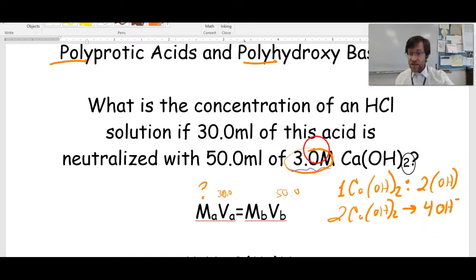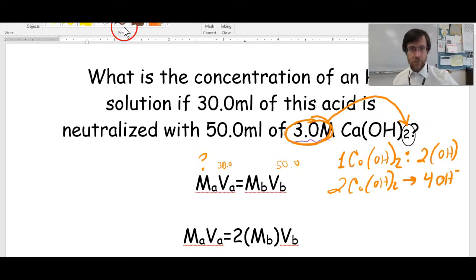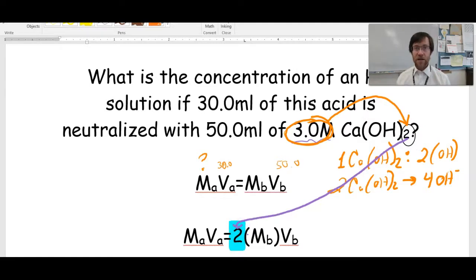So if your concentration is 3, you have to multiply it by that little subscript. This equation is going to be modified like that. We're going to take that subscript and multiply the concentration by it, because for every 1 calcium hydroxide, you get 2 hydroxide ions. So it doubles the concentration of the hydroxide ions in solution.